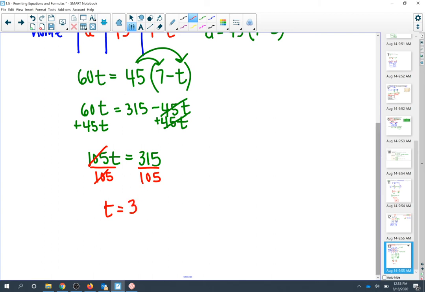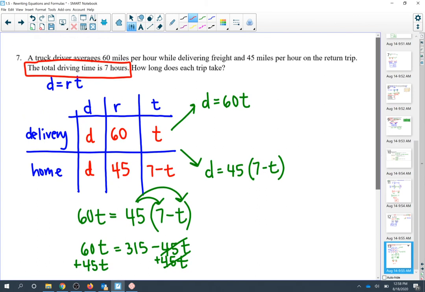Let's go back up and figure out what we just found. So we are trying to find how long does each trip take? How long? What time? And you just found t equals 3. So t equals 3. We're talking in miles per hour, so this is 3 hours.